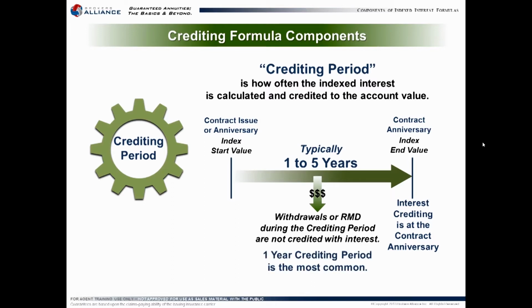It's not necessarily better, it's just more popular, certainly with consumers and with many agents, for a couple of reasons. First of all, because we're getting interest crediting every year, assuming the index rises, of course, but also because for people who are using their products for some form of income withdrawals, we don't want to go too long without interest being credited. So again, typically 1 to 5 years is the crediting period, with 1 year being the most common, but anything can be designed out there, and certainly has been.